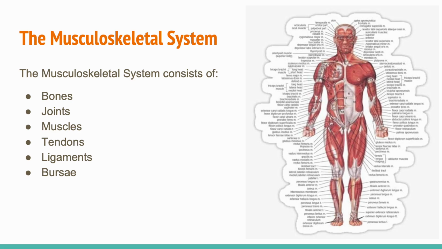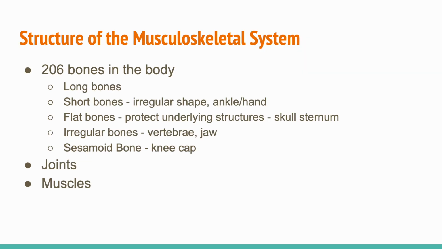Finally, you have the bursae. These are small fluid-filled sacs that reduce friction between moving structures such as tendons, muscles, and bones. You don't want bone rubbing against bone, right? It sounds painful. So damage to any one of these structures can impair movement, increase pain, and reduce function. Here's another slide that goes over the different structures of the musculoskeletal system, including bones, joints, and muscles.